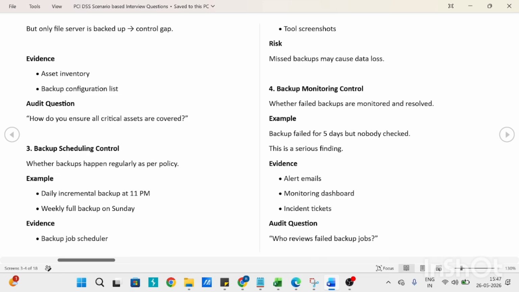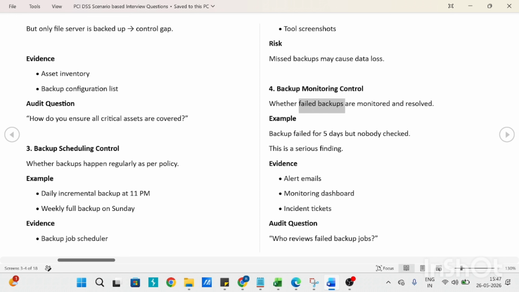What is the risk involved in this? Any missed backup may cause data loss. If something is missing in terms of the backup job scheduler or tool screenshots, then you need to highlight the risk. Fourth control, you need to check whether monitoring of backup is happening or not.